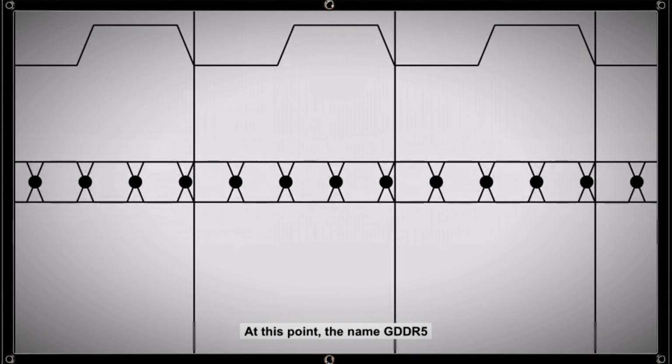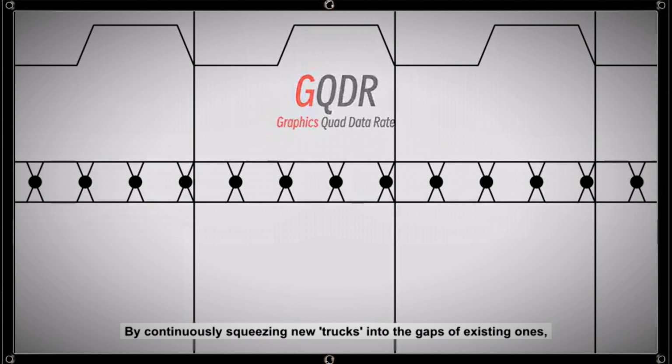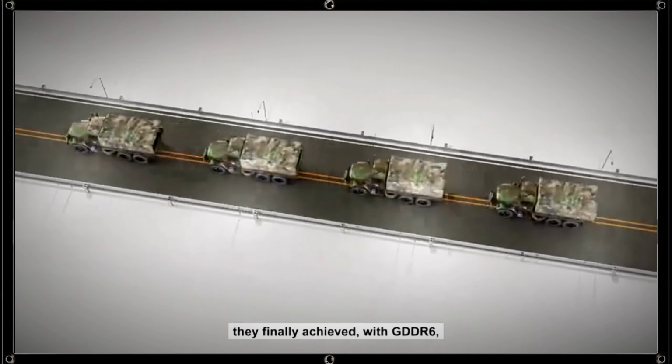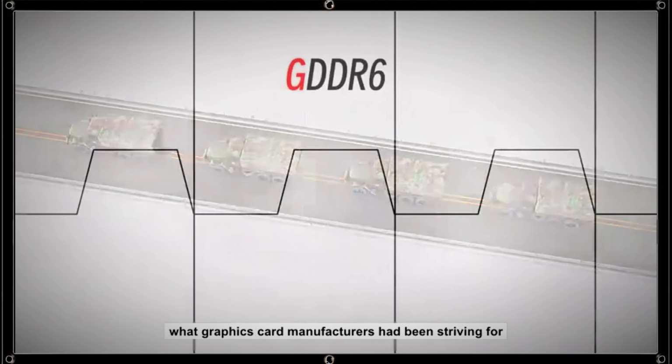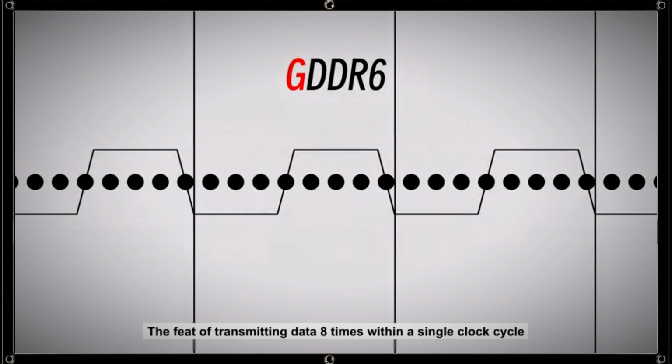At this point, the name GDDR5 was already somewhat inaccurate. It should have been called GQDR, quad data rate, instead. However, the standard name was never changed and remained GDDR. By continuously squeezing new trucks into the gaps of existing ones, they finally achieved, with GDDR6, what graphics card manufacturers had been striving for: the feat of transmitting data 8 times within a single clock cycle.